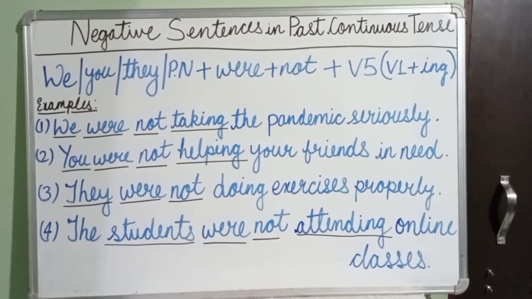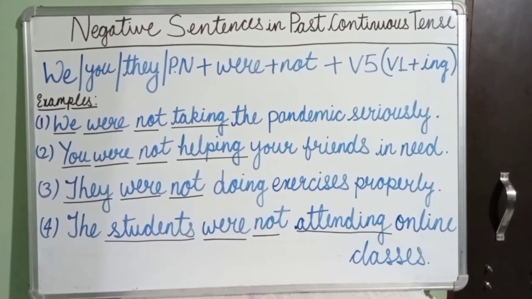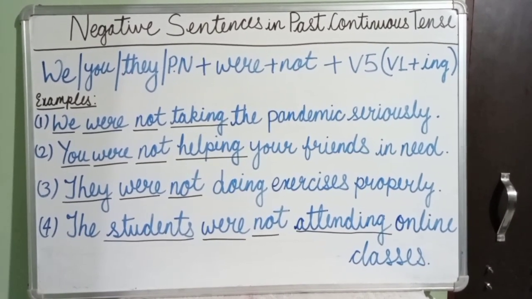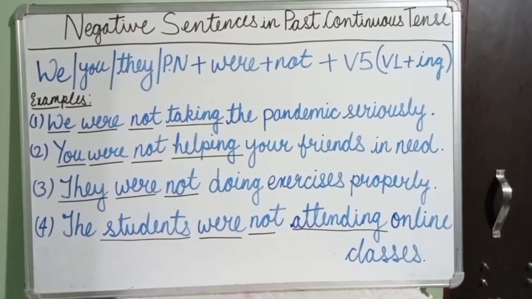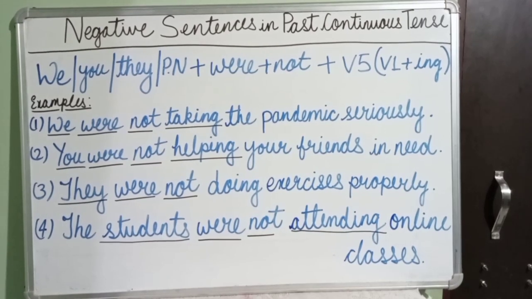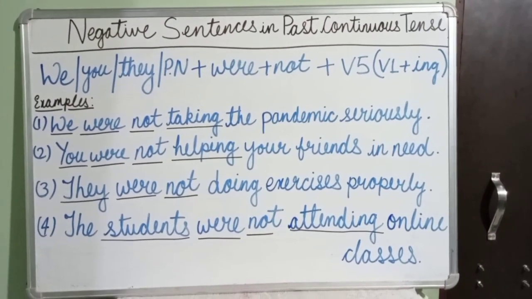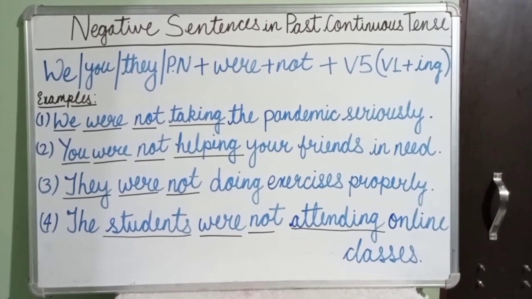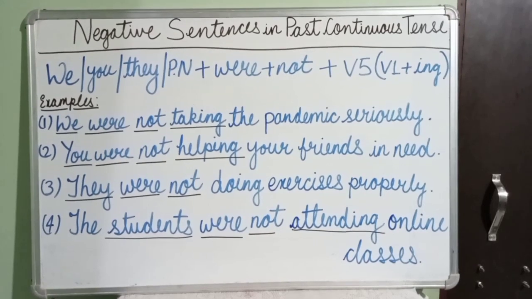Number 1. We were not taking the pandemic seriously. Number 2. You were not helping your friends in need. Number 3. They were not doing exercises properly. Number 4. The students were not attending online classes.